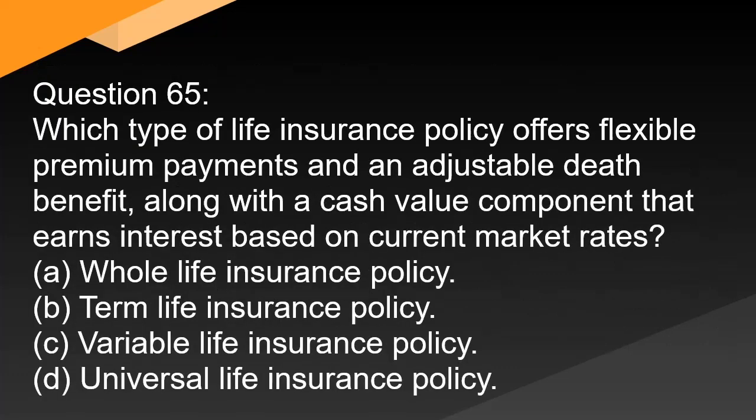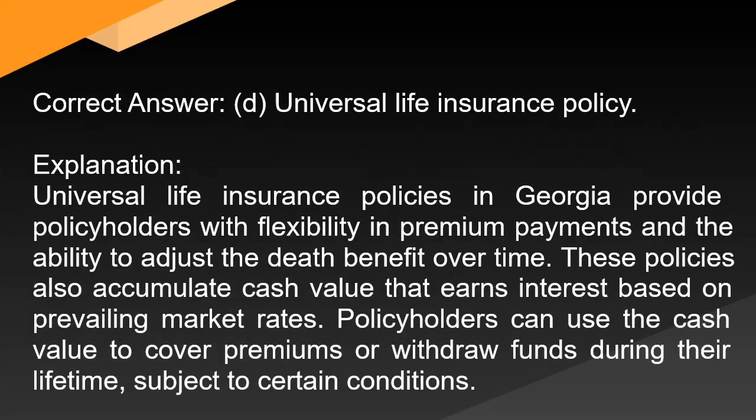Question 65. Which type of life insurance policy offers flexible premium payments and an adjustable death benefit, along with a cash value component that earns interest based on current market rates? Correct answer: D. Universal life insurance policy. Explanation: universal life insurance policies in Georgia provide policyholders with flexibility in premium payments and the ability to adjust the death benefit over time. These policies also accumulate cash value that earns interest based on prevailing market rates.